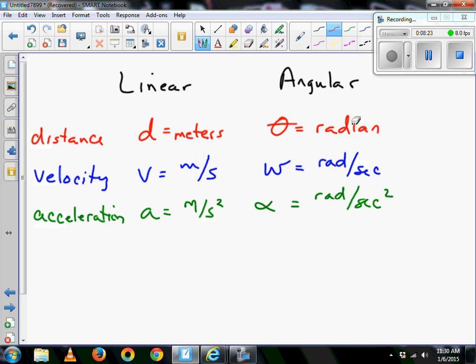For acceleration, Dan, instead of using A, we now use what? Alpha. What unit do we use for acceleration, Victoria? Well, we used to use meters per second squared. Now we're going to use radians per second squared. Great job.